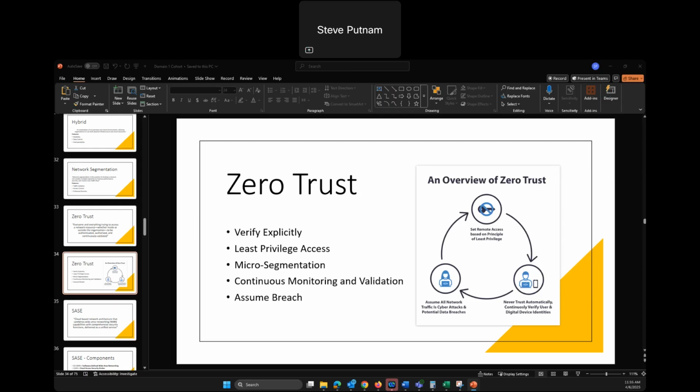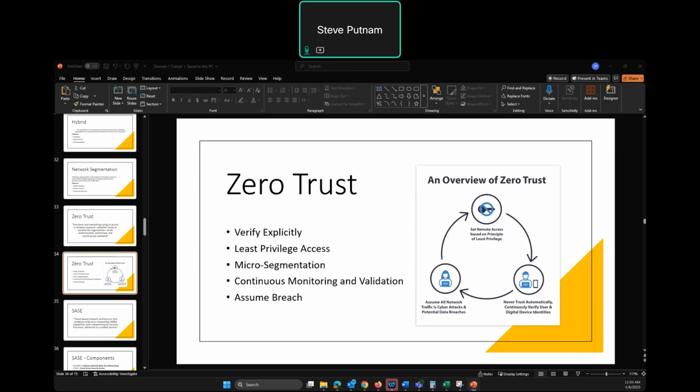Every access request should be verified, whether it's coming from inside the network or outside the network. It's all going to be MFA, multi-factor authentication. It's going to verify your identity. It's going to validate the device. Simply being on the network does not get you access to anything in a zero trust model.